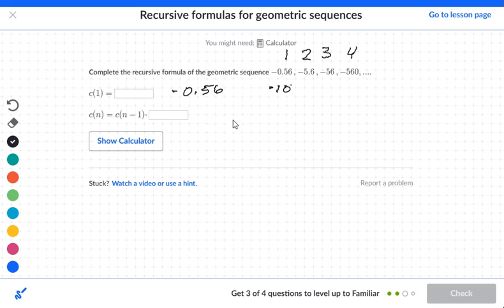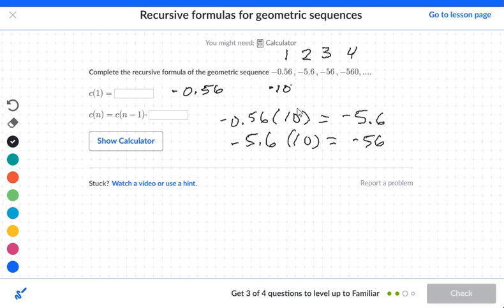So if we take a negative 0.56, so this is a negative, we times this by 10, what we're going to do is slide our decimal over 1 place, and we do get the negative 5.6. Now we take the negative 5.6 times the 10, and that's a negative 56. That's correct. Now we take the negative 56 times 10, and there's our negative 560.